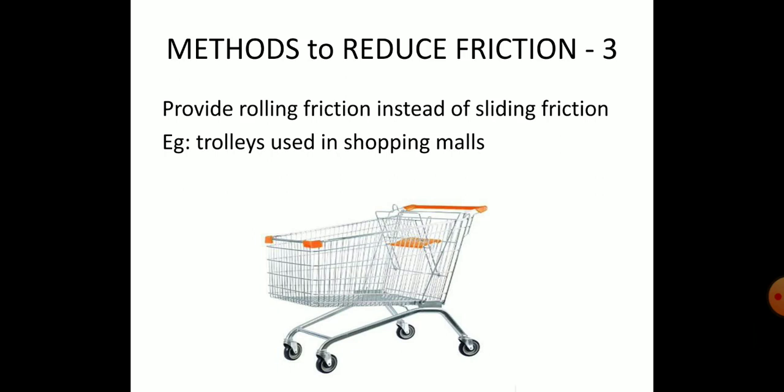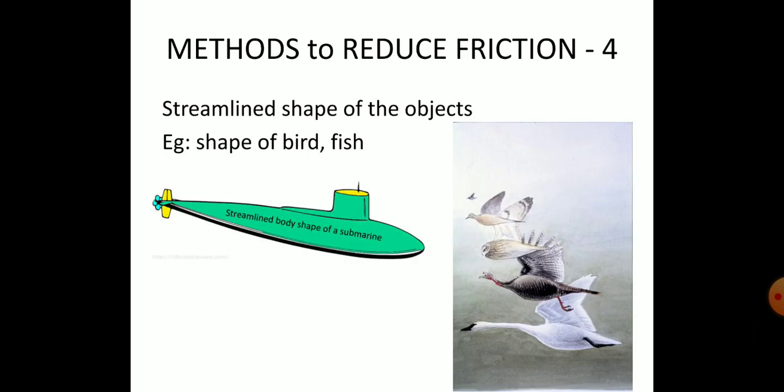So that is why all the trolleys and heavy carriers, like our cylinders and stands, have wheels attached, because the wheels cause rolling friction, which is very less compared to the sliding friction. So the fourth one is the shape of the object. We are going to design the shape of the object such that the friction can be reduced.